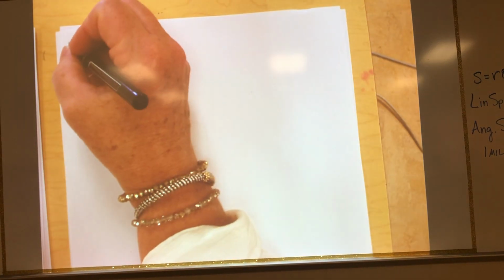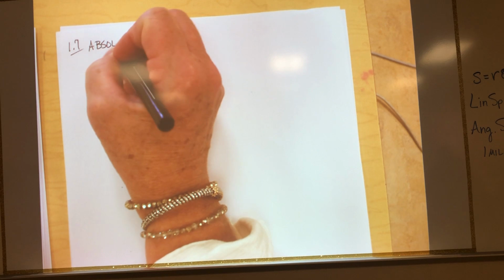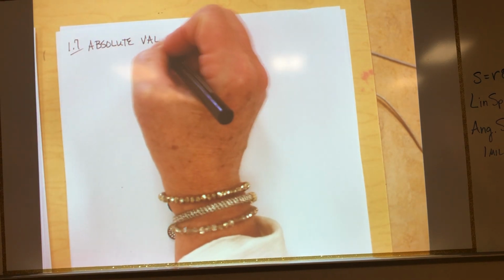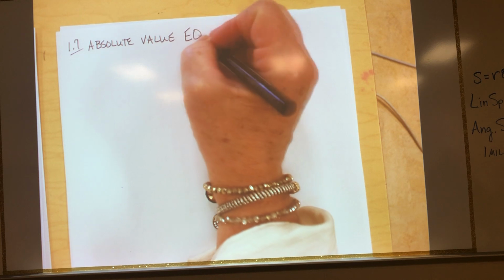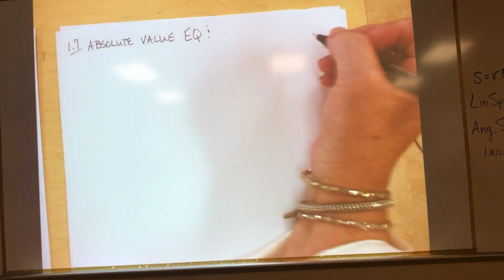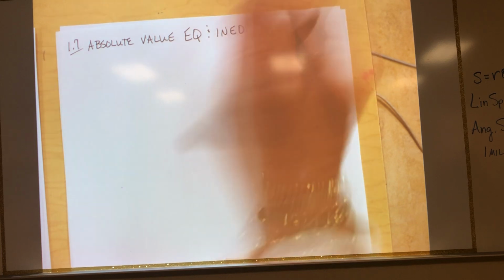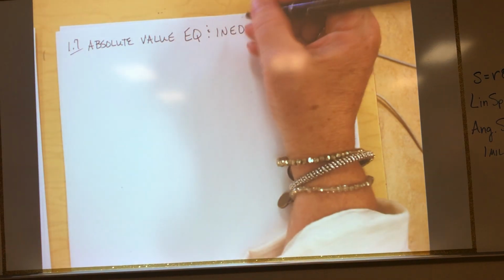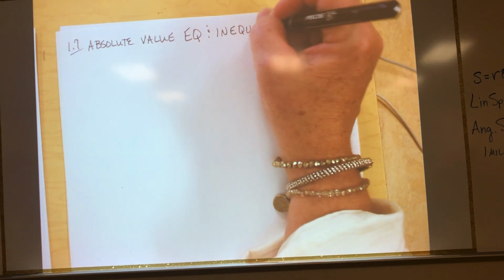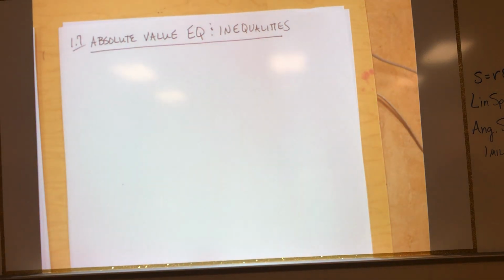Okay, so let's do our 1.7. So 1.7, we are going to be talking about absolute value equations and inequalities. We're only going to talk about the equations today, okay? We're not going to get to the inequalities. Absolute value, equations, and inequalities.